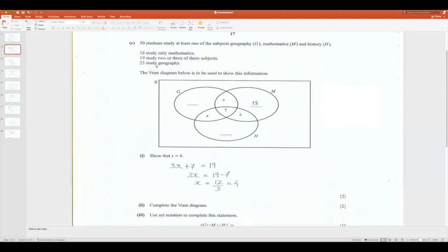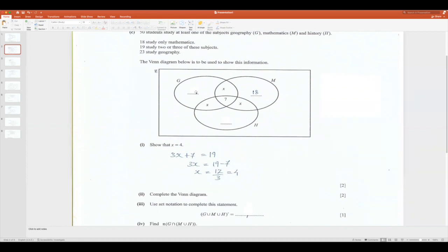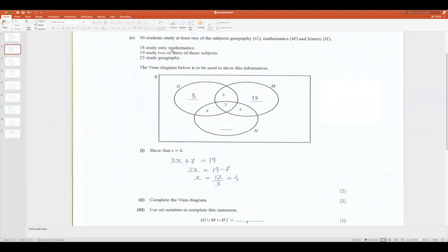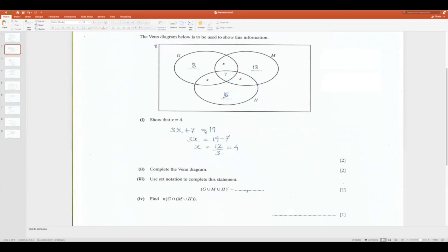Then geography, 23 study geography. So here 4 plus 4, 8 plus 7, 15. Then 23 minus 15 is 8. 50 students are there, so we can find this value. We know these values, 19 plus 18, 27, 35, 45. Then 5 students here. Complete the Venn diagram.